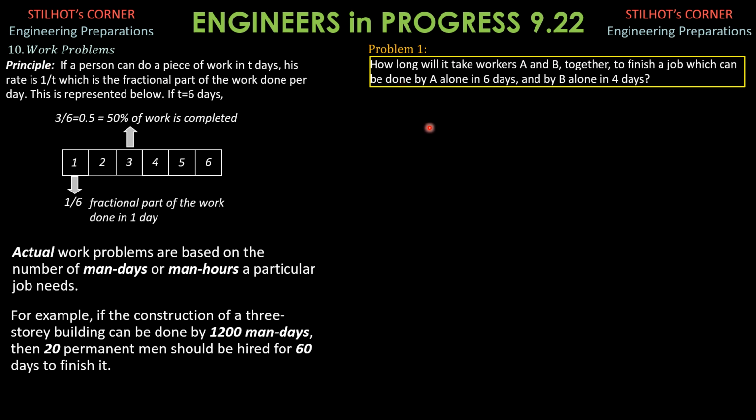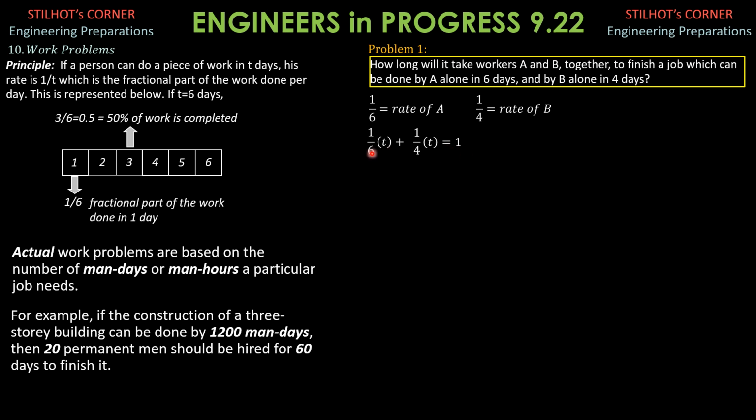How long will it take workers A and B together to finish a job which can be done by A alone in 6 days and by B alone in 4 days? So 1 over 6 is the rate of A and 1 over 4 is the rate of B. Since the two work at the same time and with the same working time in days, 1 over 6 times T plus 1 over 4 times T equals 1 complete job. So we equate it to 1, and the meaning of 1 is 1 complete job.